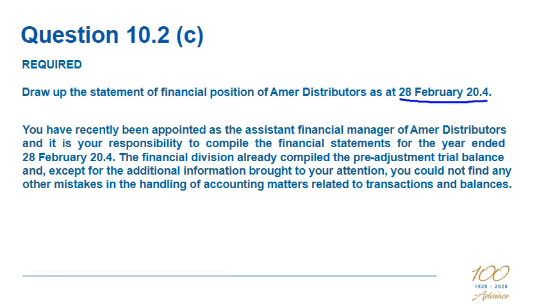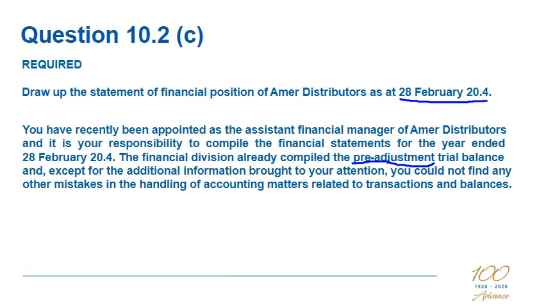The Financial Division already compiled the pre-adjustment trial balance, and except for the additional information brought to your attention, you could not find any other mistakes in the handling of the accounting matters related to transactions and balances. So pre-adjustment trial balance implicates that we have not yet done the adjustments for the current financial year.